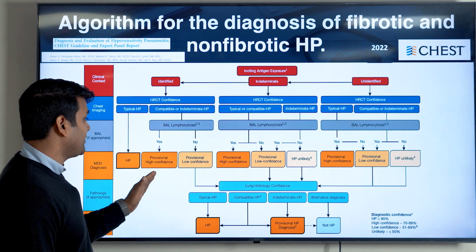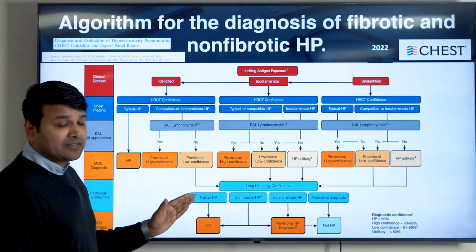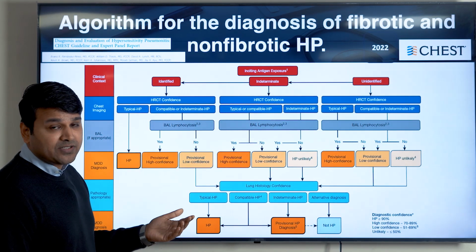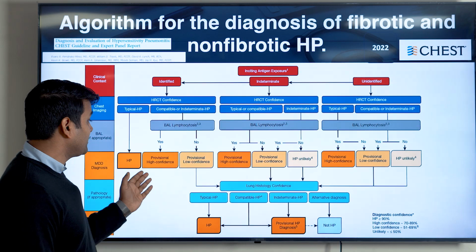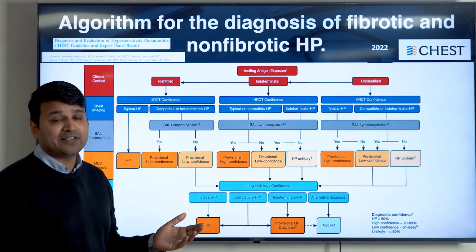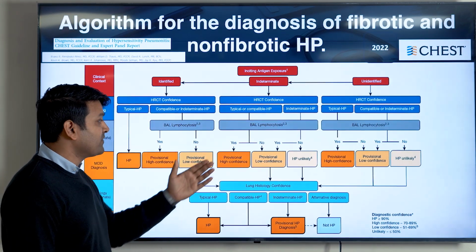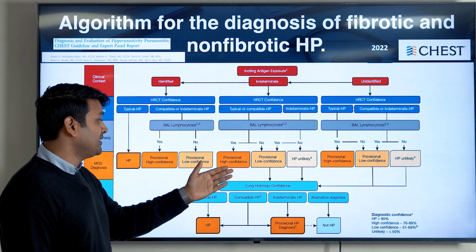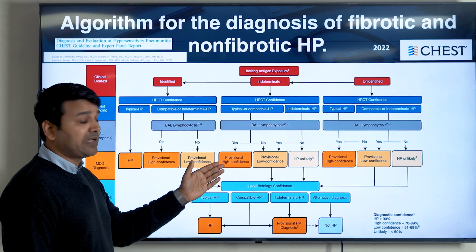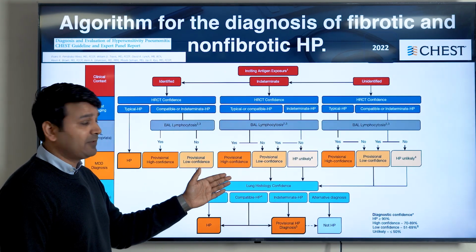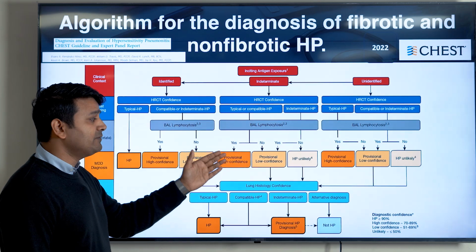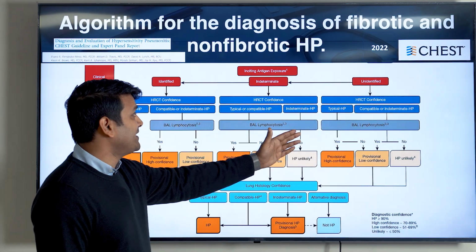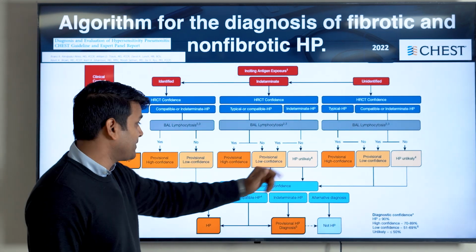So in this scenario also, you don't have to go for any further pathology to get confirmation of the diagnosis if the confidence level in the multidisciplinary discussion is high. In the second scenario also, when you do BAL for lymphocytosis and your provisional diagnosis is HP with a high level of confidence, then also we will not be moving ahead. Similarly, in the unidentified antigen exposure scenario as well.